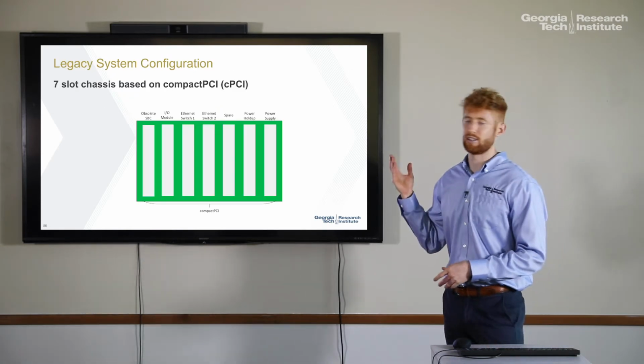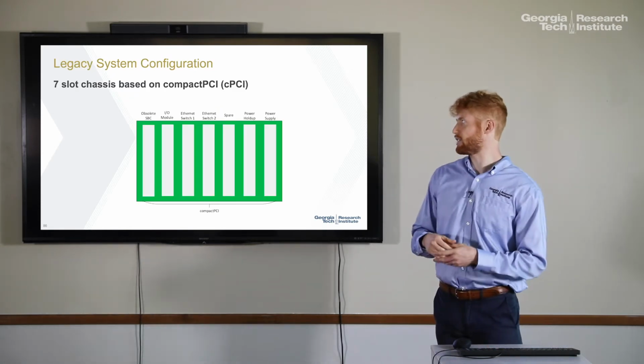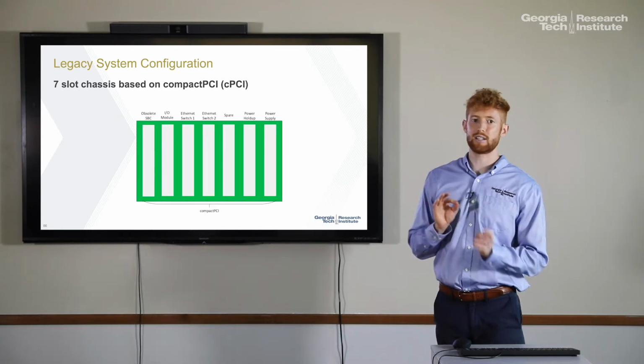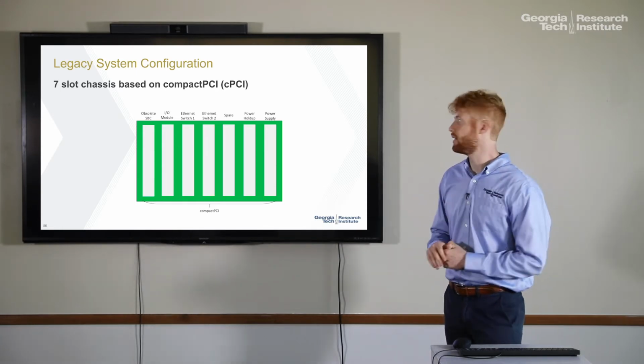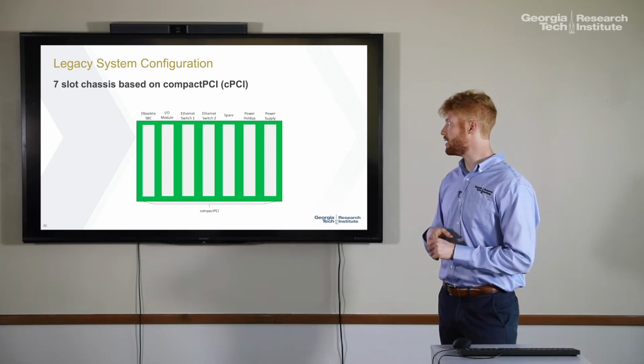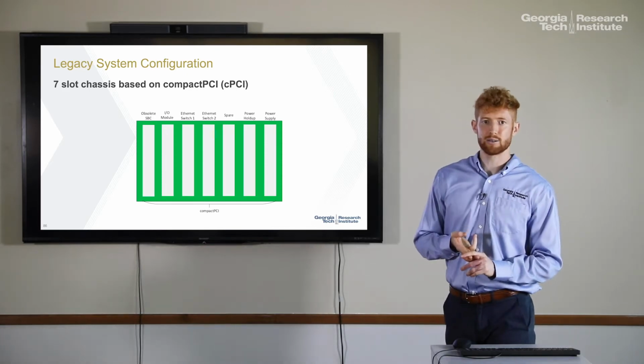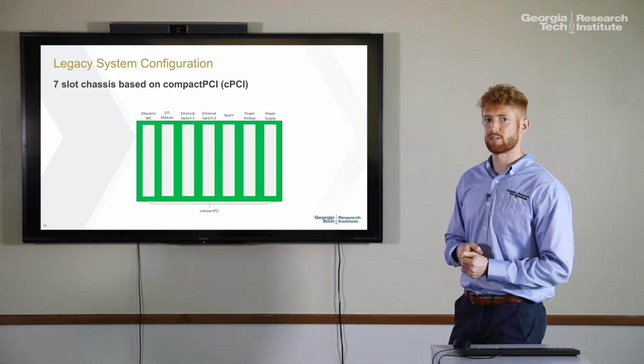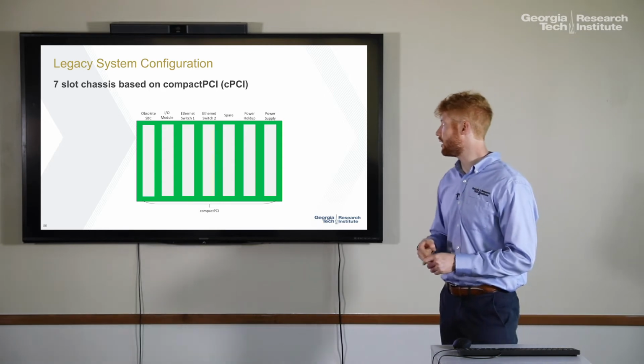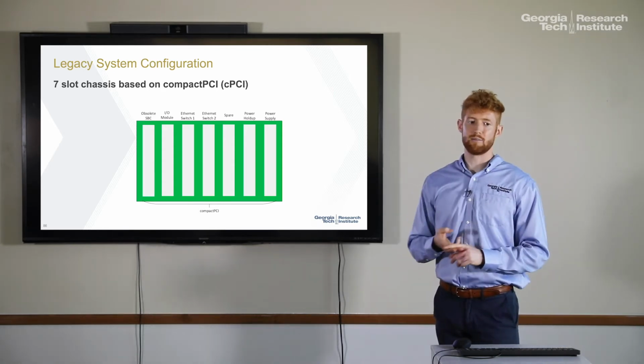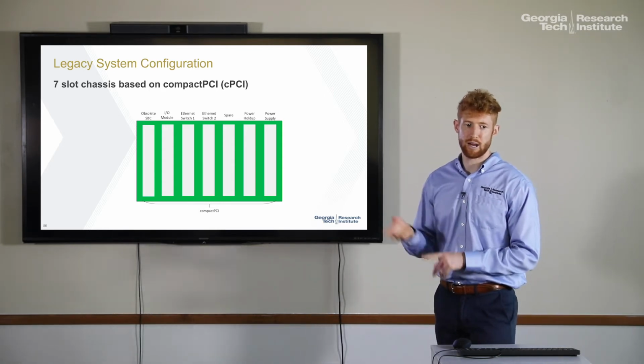So you go in, you look at your legacy system. It's a 7-slot chassis. It's based on an old technology, compact PCI. And you have your obsolete SBC. You have an I/O module, similar to the peripheral modules that we spoke about earlier. You have Ethernet switching for communication, and power supplies.